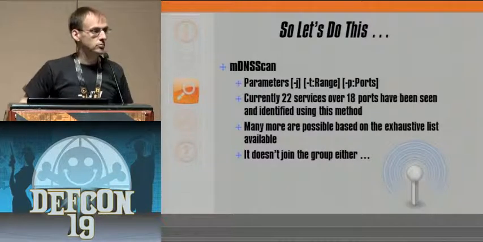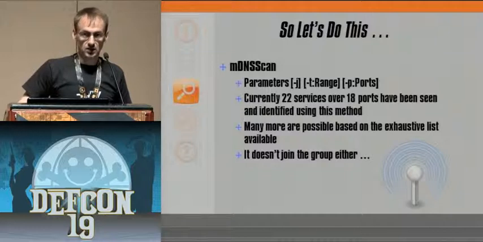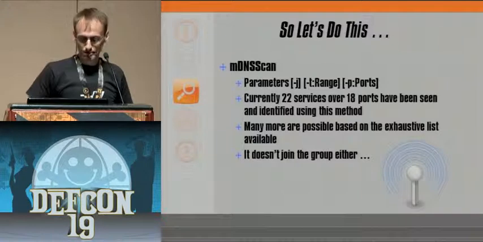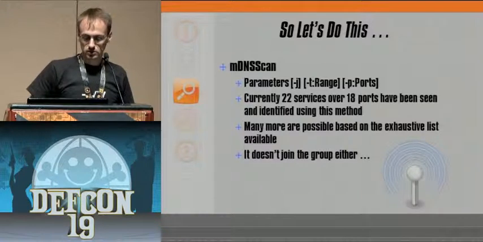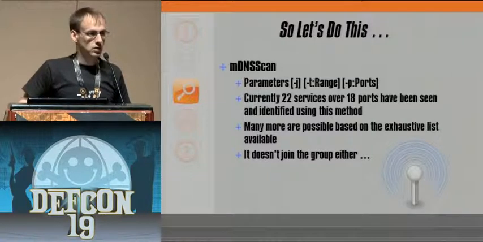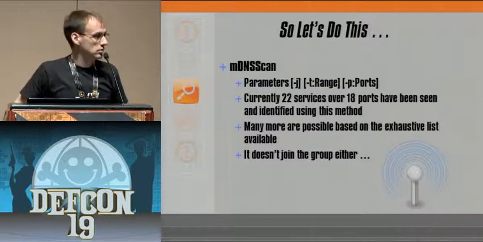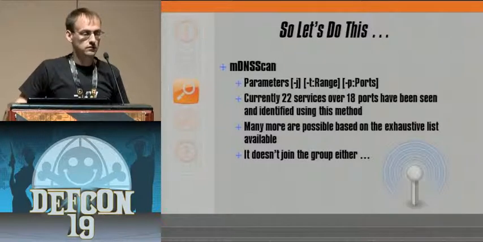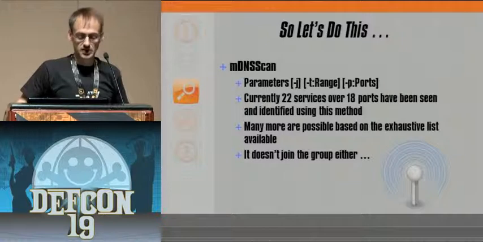Like any good port scanning tool, it allows you to select a range that you're interested in, as well as any particular service ports that you're interested in. Currently, 22 services, over 18 ports have been identified using this method. Many more are possible, based on that exhaustive list that they have for DNS service discovery. One of the links that I have later on refers you to that list of all the different services out there that are supposedly available somewhere and findable using DNS service discovery.